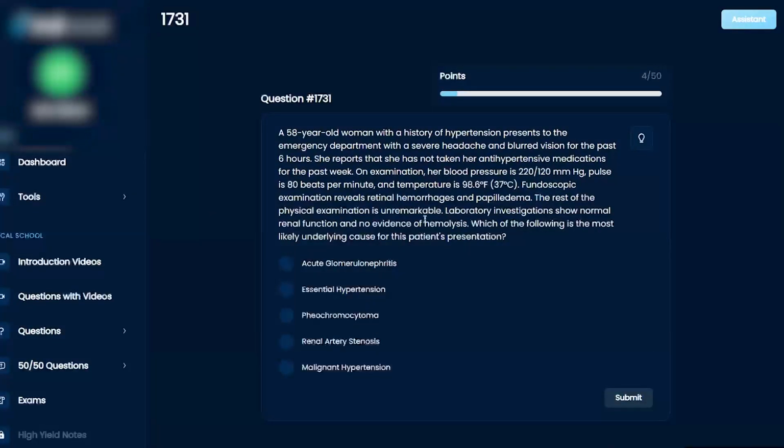Which of the following is the most likely underlying cause for this patient's presentation? Acute glomerulonephritis, essential hypertension, pheochromocytoma, renal artery stenosis, or malignant hypertension?